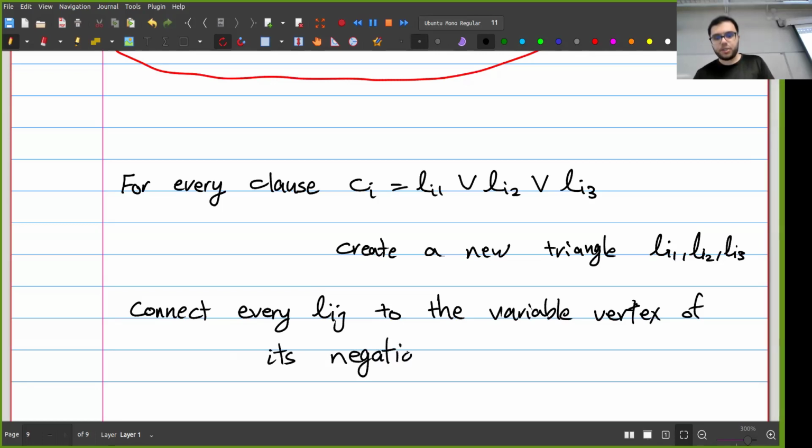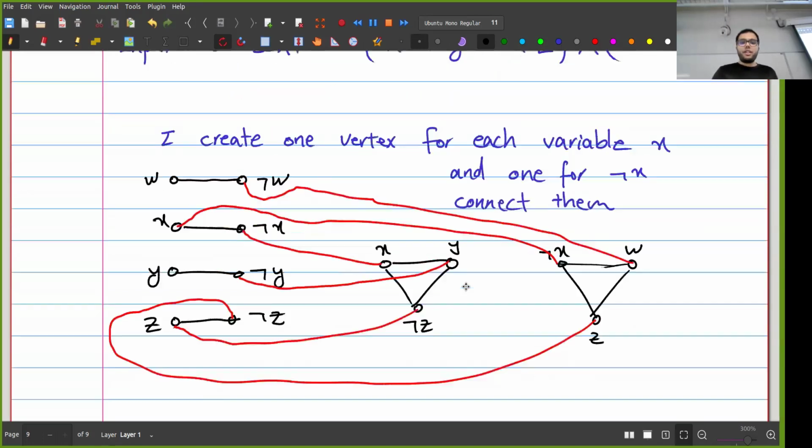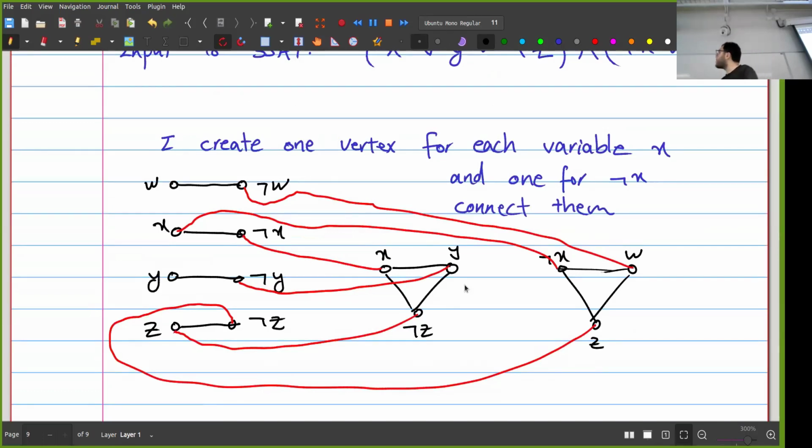And that's my reduction. So that's how I convert a 3-SAT instance to a graph, and I pass this graph later to the independent set. Okay. Now, up until here, I was just telling you the intuition. I was telling you why I'm doing these things. But now I have to actually prove that my reduction is correct, right?